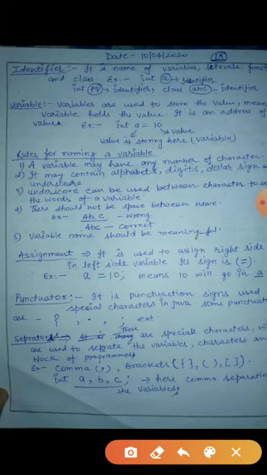Clear? Whatever name you take, you cannot put a space in it. Next one is the underscore, which can be used between characters, as already written. There should not be a space between the name, which I have already told. Variable name should be meaningful.